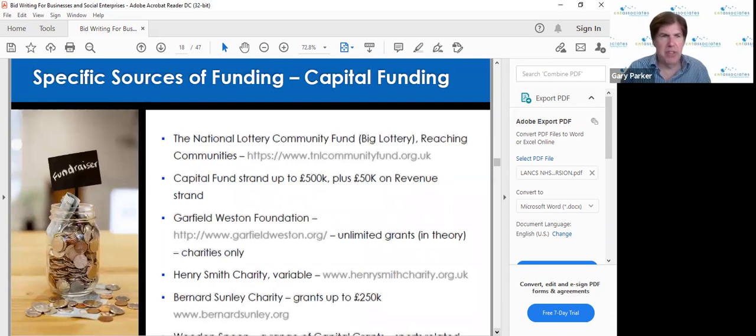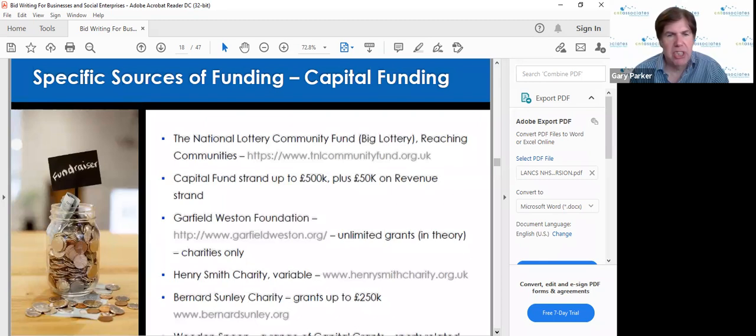If you're looking for capital funding, that's funding for buildings, premises, etc. I'm going to go through this quickly because I want to get to the bid writing bit soon. The National Lottery Community Fund has a strand, but it is postcode limited to disadvantaged areas, but you can bid for up to £500,000, or up to £50,000 on the normal revenue bid. Another one is the Garfield Weston Foundation, which is a very large charity, but this is for charities only. Again, they will field capital funding bids, and they have, at least in theory, unlimited grants, but they're very well funded.